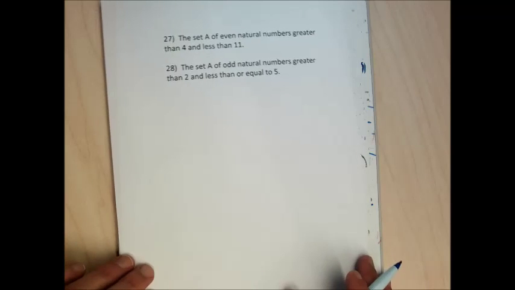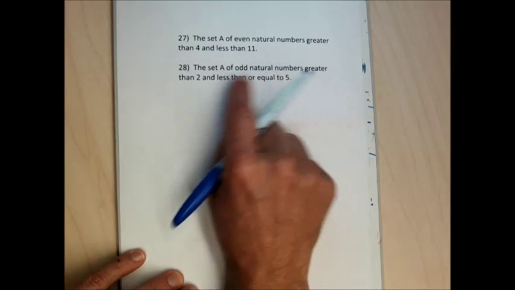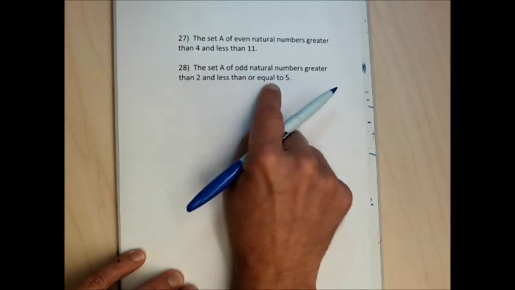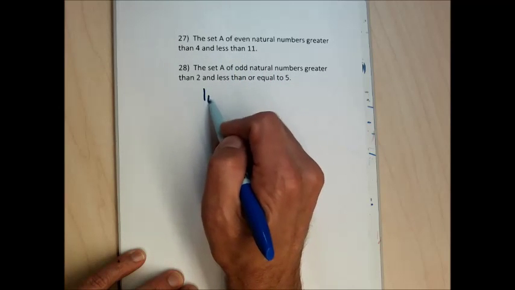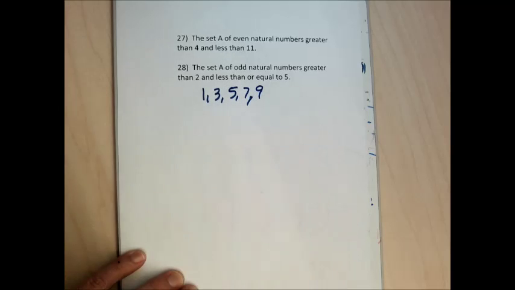These all have to be finite sets. You don't talk about cardinal numbers of an infinite set. Let me look at set A. Odd natural numbers greater than 2, less than or equal to 5. Let me write some odd natural numbers down. I don't have to do more than that. I'm going to include the ones that are greater than 2 and less than or equal to 5.